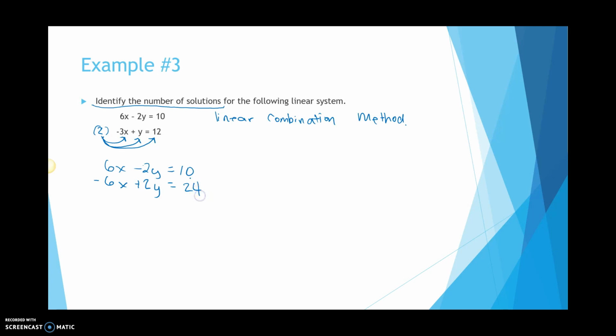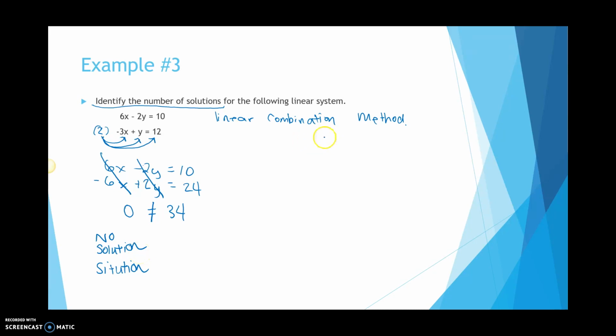Notice my x's cancel, and my y's cancel too. So I'm left with 0 on the left side. Does that equal the right side? Well, 10 plus 24 gives me 34, and they do not equal. So since they do not equal one another, this is going to be a no solution situation.